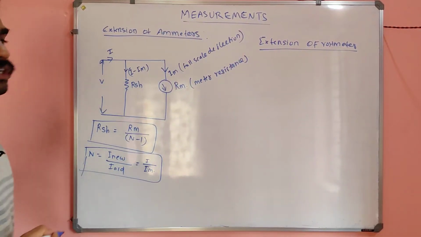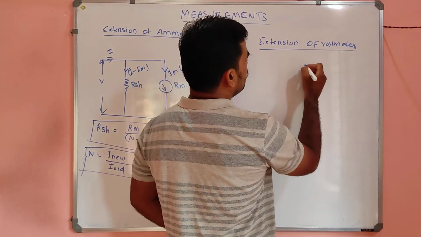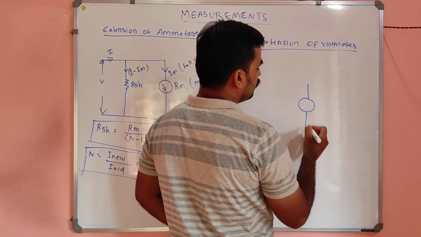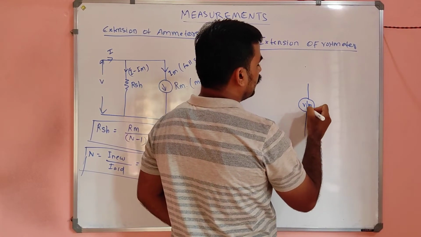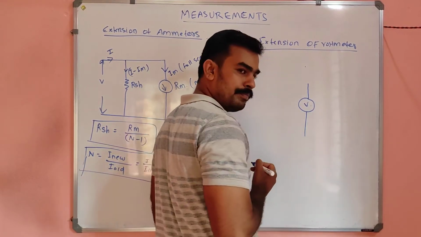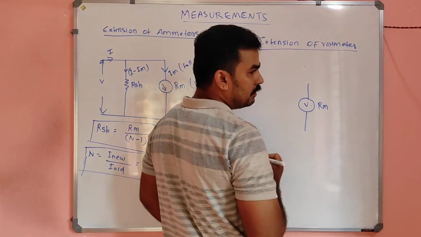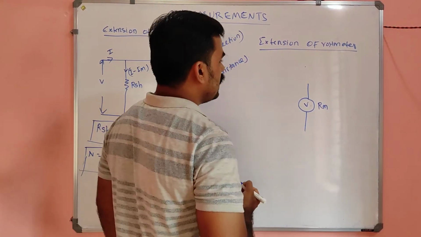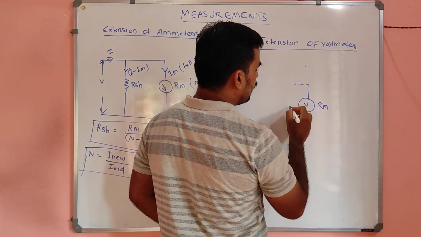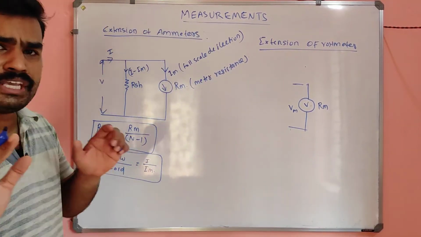Extension of voltmeter. This extension means, suppose we have a voltmeter in our hand. Let it be simply V, a voltmeter can be represented simply as V. The meter has a certain resistance Rm, with no change in that. By using this, we can measure a voltage up to Vm.